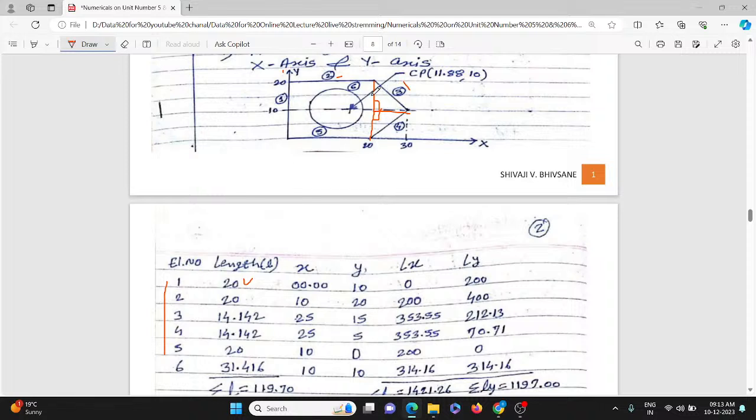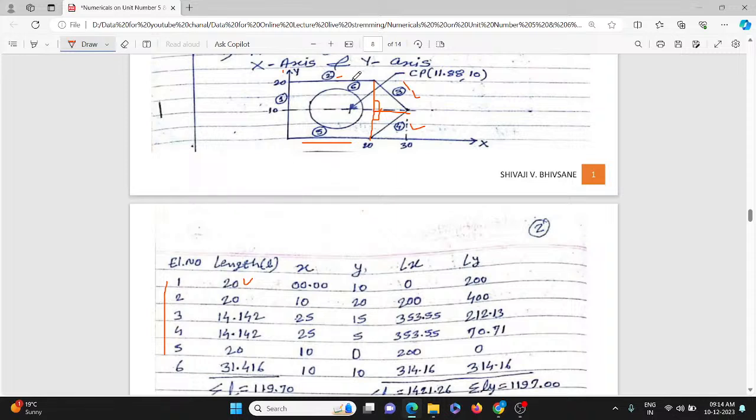So here the lengths of these different elements will be calculated. And so here we can see the length of the third element, then the fourth element, which is calculated by considering the right angle triangle. So it is 14.142, the length of the third element, and it is the same as far as the fourth element is concerned. Then the fifth one, so this one is the fifth element. So directly you can write the length of that, it is 20 mm.